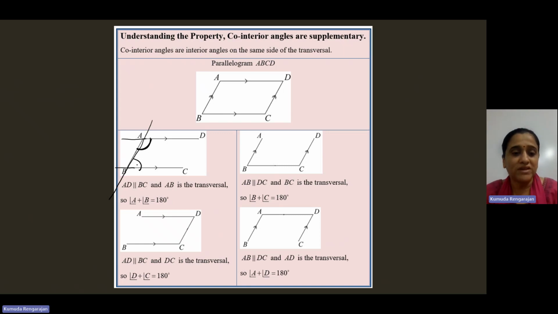So angle A plus angle B is equal to 180 degrees. Reason: co-interior angles are supplementary because these are the two parallel lines, since opposite sides are parallel, and this side is a transversal. Co-interior angles are supplementary. We also say adjacent angles in a parallelogram are supplementary. You can see here AD is parallel to BC and AB is the transversal.